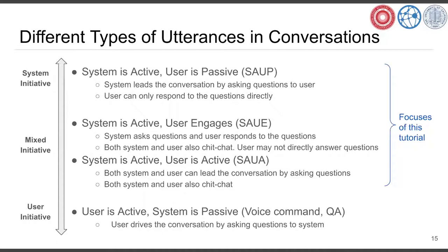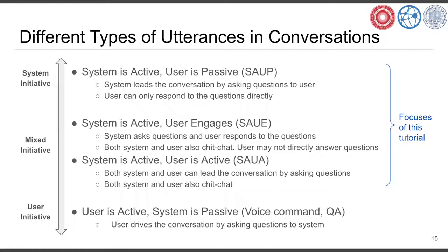And on the other extreme, that's the reverse, where the user is active and the system is passive. This has more application in voice command and QA, where the user would drive the whole conversation by asking questions to the system, like, can you play me a song, etc. So in this case, it is more related to the user initiative in conversational AI. If you look at the middle of these two extremes, you will find some mixed initiatives.